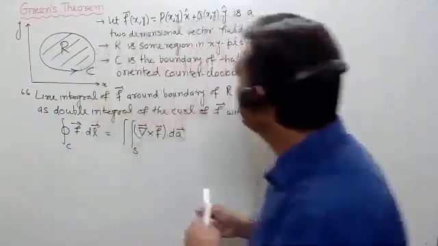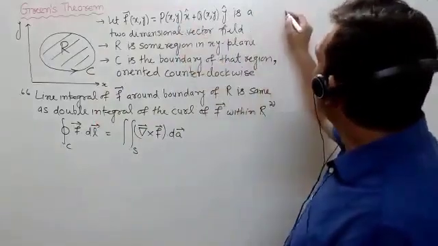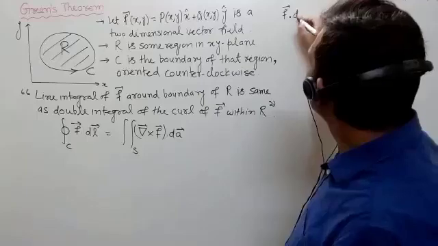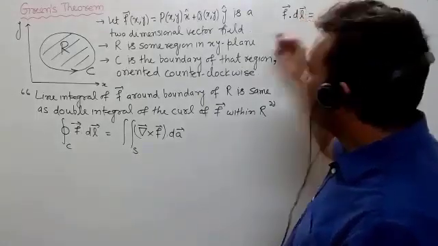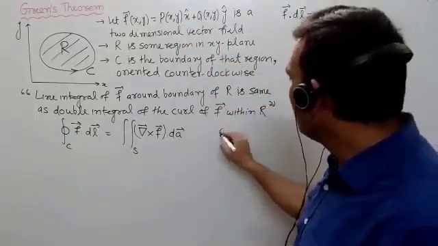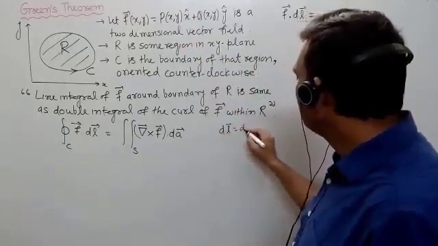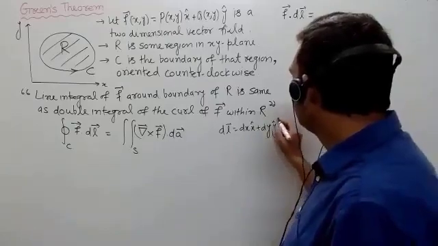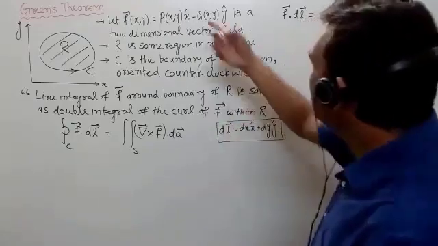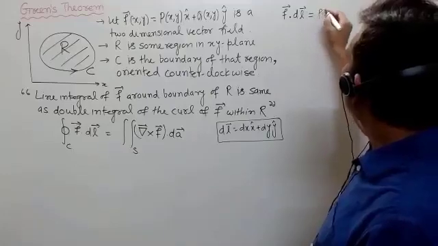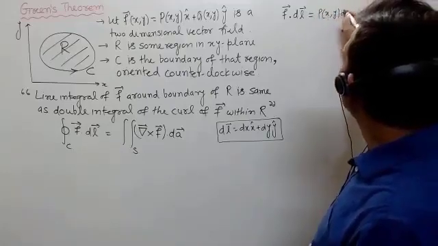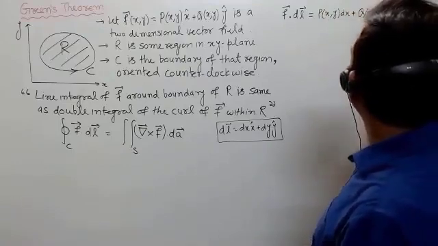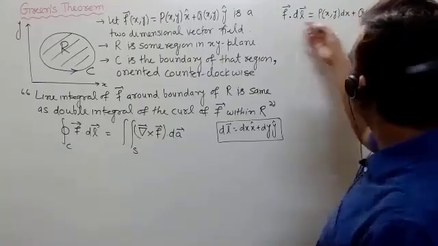So let us first see what F dot dl will be. How can you write F dot dl? You know that dl is dx x cap plus dy y cap. So this can be written as P(x,y) dx plus Q, a function of x and y, dy. So this is F dot dl.